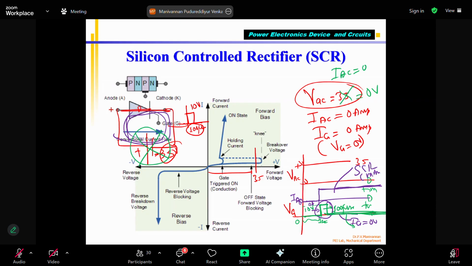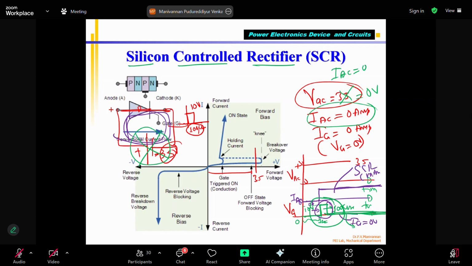Conduction means you apply a forward bias voltage across anode and cathode as given by the manufacturer, whether 30 volts, 100 volts, 2000 volts or 5000 volts, depending on the device. Then, if you do not give the gate pulse, the IAC will be 0. That means my SCR is not conducting. If I want to make my SCR conduct, I have to give a gate pulse at the appropriate time when I want it to. That's why it is called a silicon controlled rectifier. We'll see how it can be used.